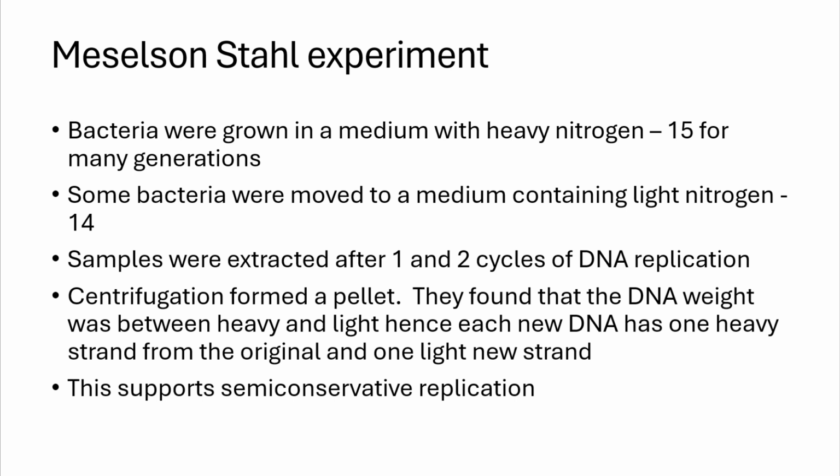And then some of these bacteria that had the heavy nitrogen-15 got moved into an environment with nitrogen-14, which is way lighter. Samples were extracted after 1 or 2 cycles of DNA replication. So these bacteria underwent DNA replication, and some samples were extracted. They did the centrifugation, which we'll see in topic 2. It's when you put it in a machine that spins it and separates it. And they found that the DNA weight was between heavy and light. Hence, each DNA has one heavy strand from the original and one light strand from the new.